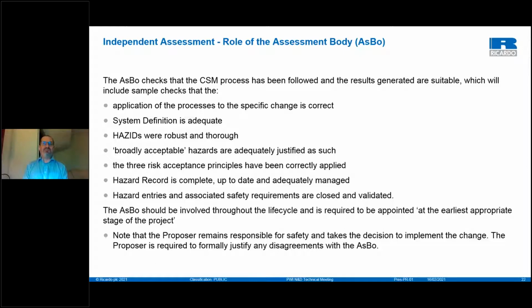Okay. But the ASBO remains independent. You shouldn't be putting the ASBO into a position where they are overtly advising the project on the process that is being followed. It's up to the project to follow the process. The proposer of the change remains responsible for safety and takes the decision to implement the change, which in Network Rail will generally be the project sponsor. The project sponsor is entitled to disagree with the ASBO, which is not advisable, but if they do, they need to justify why they disagree with the feedback from the ASBO and document that disagreement, for subsequent audit should the ORR require it, and they do have the power to do that.